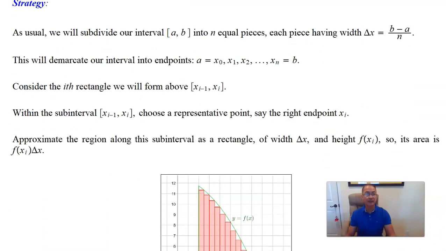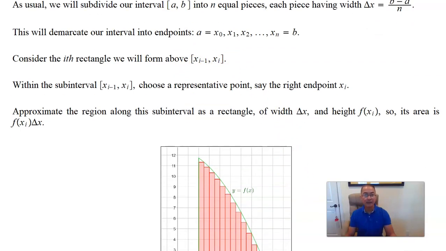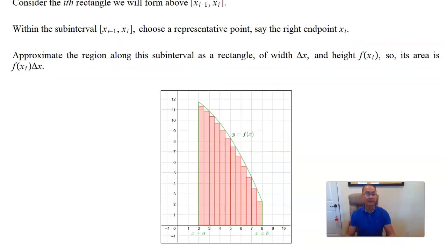We will subdivide the interval from A to B into n equal pieces as usual. The width of each piece is delta x, b minus a over n. And then this will enable us to partition our interval into x0 starting at A, x1, x2 up to xn, finishing at B. We will look at each rectangle that we will form between xi minus 1 and xi. Okay, so here are the rectangles. Let me scoot further down.